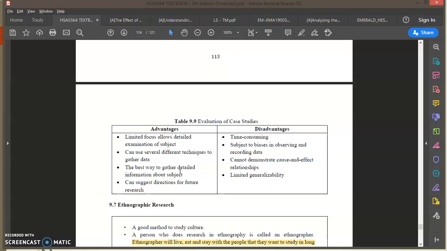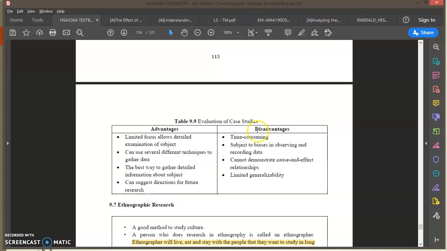Say, for example, you study the case of people who had Down syndrome. Because you focus on those who have Down syndrome, you will gather detailed information about the subject. And then it can also suggest directions for future research.